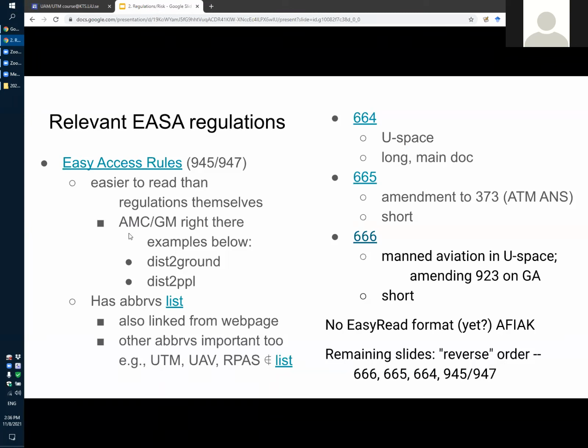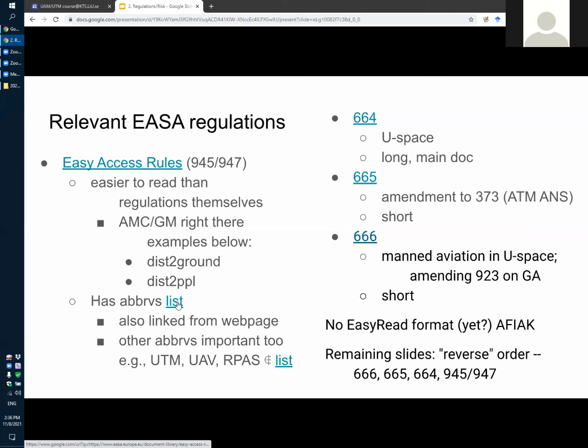I've read the regulations. Now there are also acceptable means of compliance and guidance material, which are right in the easy access rules. Again, very convenient. We will look at a couple of examples down in this set of slides, looking at distance to or from the ground and distance from people for the drones.